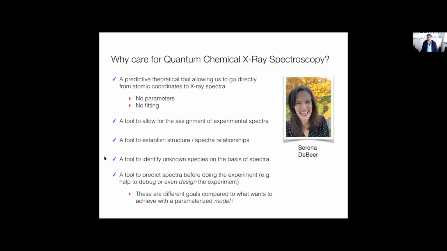Quantum chemistry can be a tool to predict spectra before doing the experiment, and in some cases even it can help to debug the experiment or even help the experimentalists to design the experiment. That's actually a use that I didn't have quite on the radar, but Serena was very strongly insistent on that. And in fact, I learned over the years that her group, very often before they go to the beamline, they run some calculations to help themselves understand what they could expect, and more often than not, these calculations have been helpful in finding mistakes in the experiment that were ironed out.